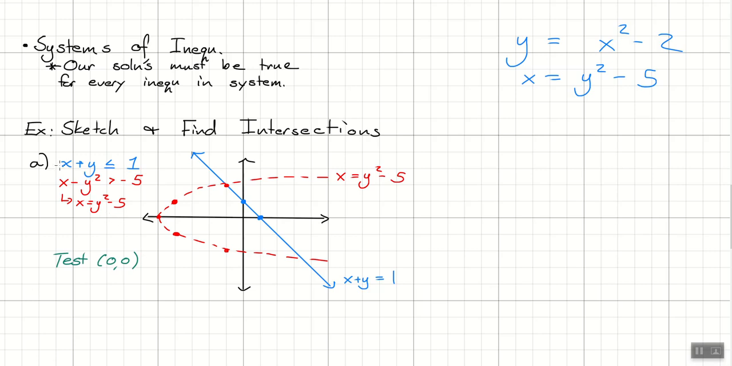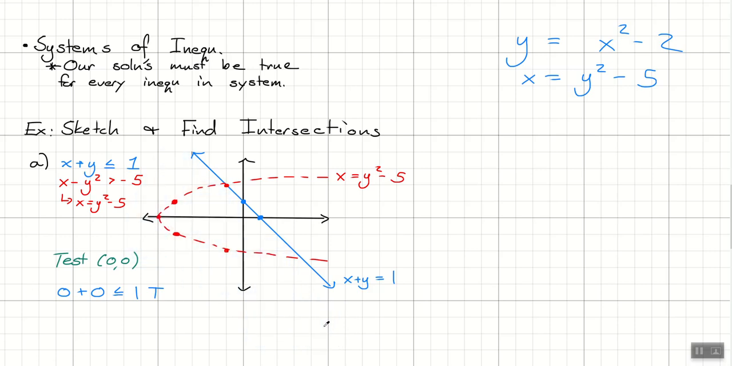If I plug in 0 and 0 for x and y, my inequality reads 0 plus 0 is less than or equal to 1. Is this true or false? True. 0 is less than 1. Now, I'm not even thinking about the red one right now. If it was only the blue graph, are you comfortable saying everything down here would be shaded? That's the region that includes 0, 0, ignoring the red graph.